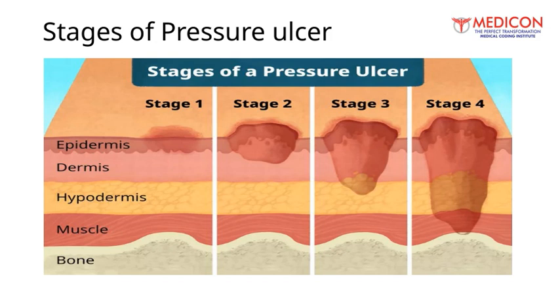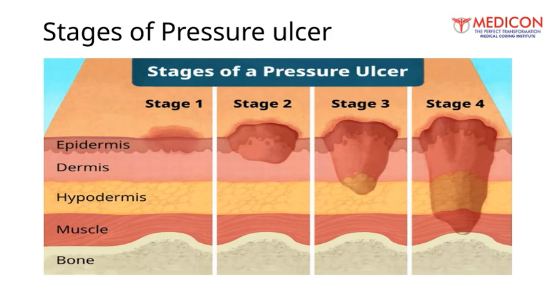Moving on to Stage 2, here we see a partial thickness skin loss. This means the top layer of skin has broken down, creating a shallow open ulcer or blister. The area might look like a blister or a shallow crater, and it can be quite painful. At this point, intervention can prevent it from worsening.